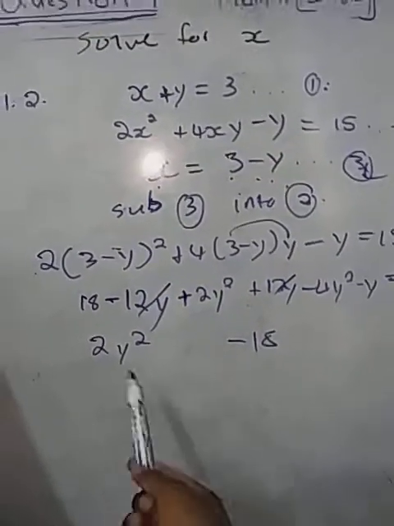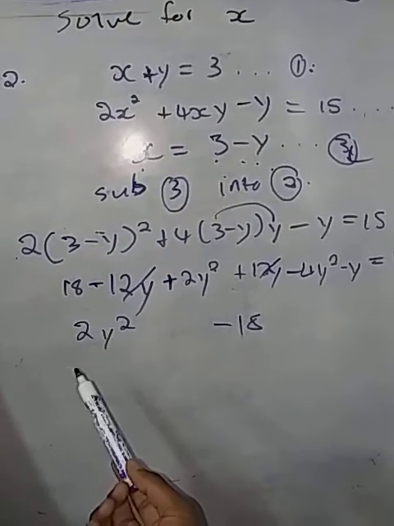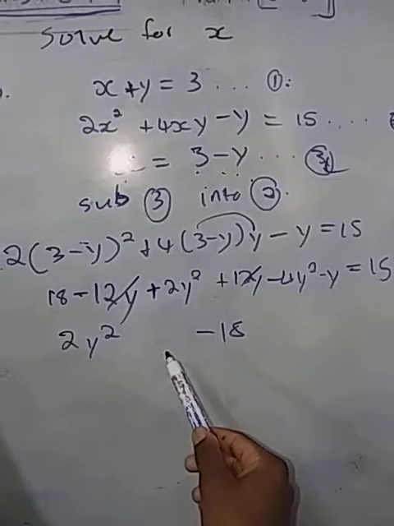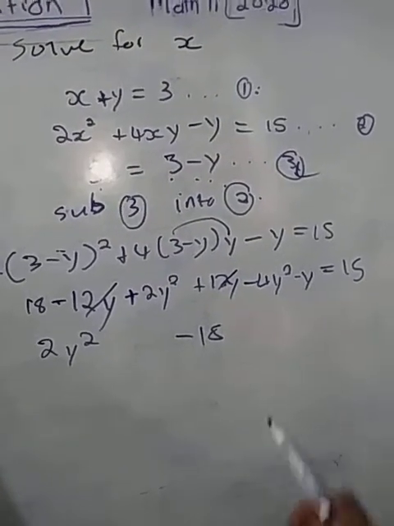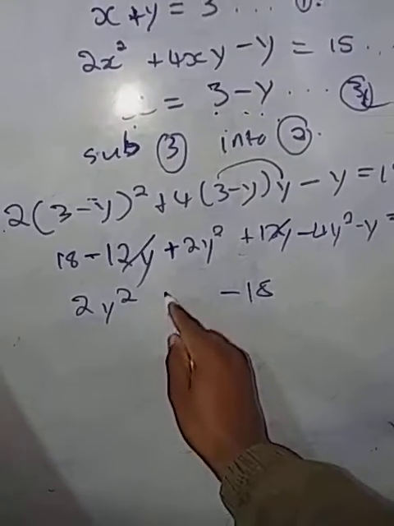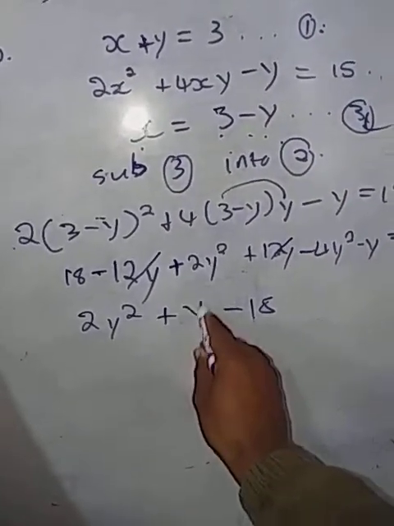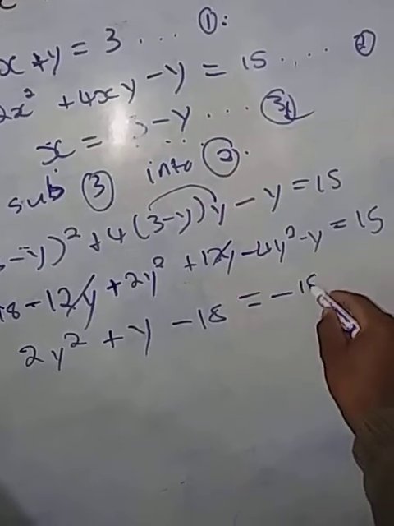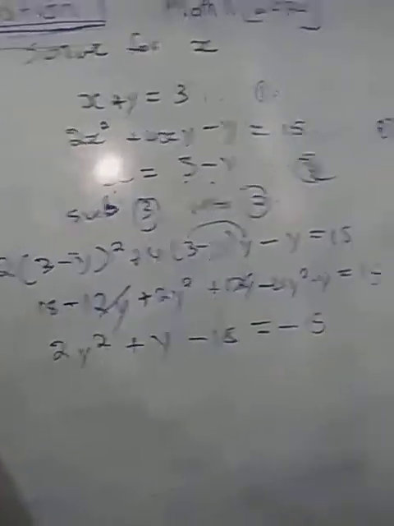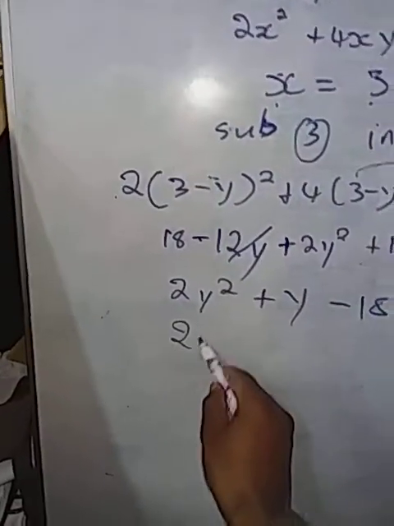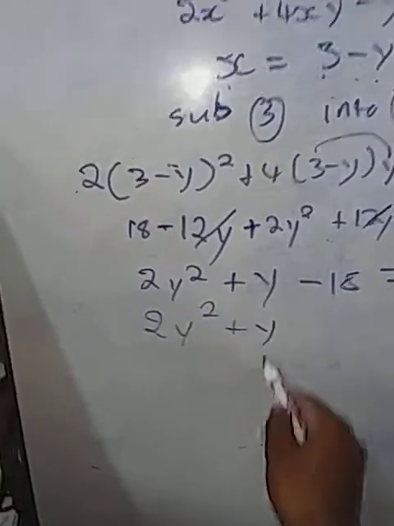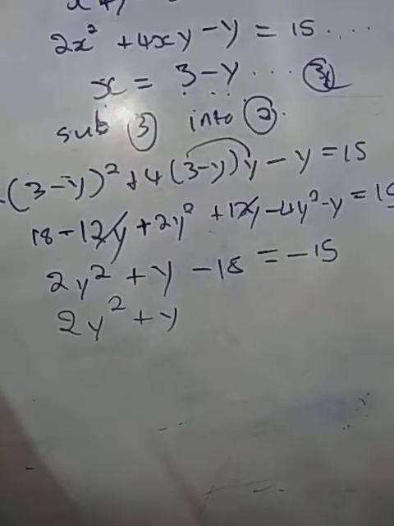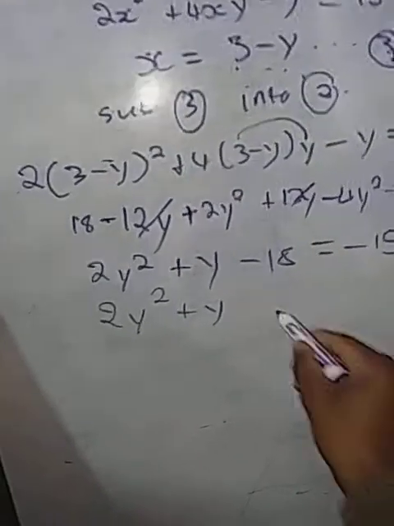Since I divided the term with the highest degree by negative 1, all the terms here will be divided by negative 1. Negative y divided by negative 1 gives plus y, equals, and I also have to divide this one by negative 1, so it's going to be negative 15. Okay, let's do this. Then we're going to have 2y squared plus y, then negative 18 plus 15 is going to be minus 3.